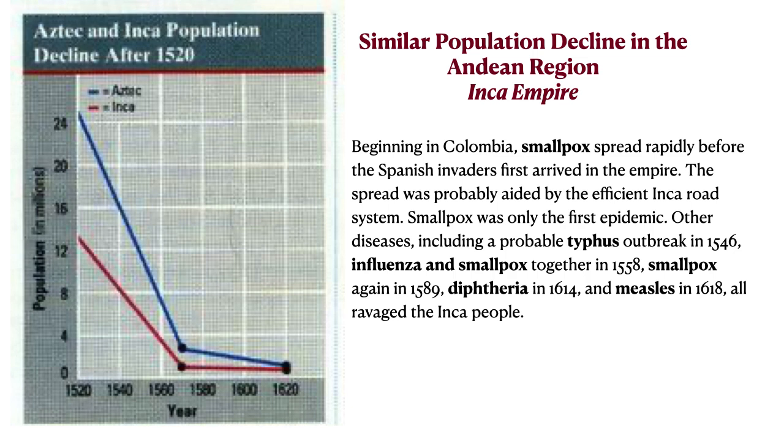And you could see again here, smallpox was first, but then there was probably a typhus outbreak. Typhus was some disease spread by human lice that often accompanied military campaigns in Europe. And then influenza, smallpox together, smallpox again, diphtheria, measles. So just one blow after another.